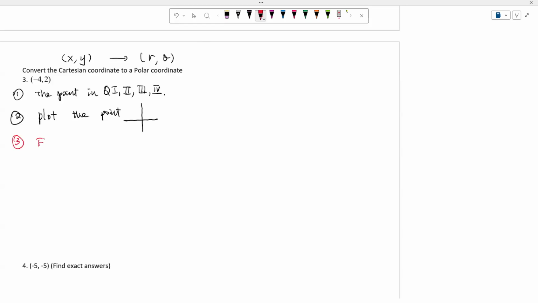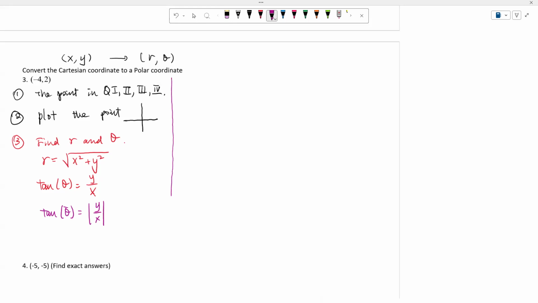We would like to find R and theta, right? So in this case, remember R equal to square root of x squared plus y squared. And the angle we could use tangent is y over x. But mainly, maybe we could find the reference angle and then use the reference angle to help us to find theta then. Okay, so this is kind of the idea then.